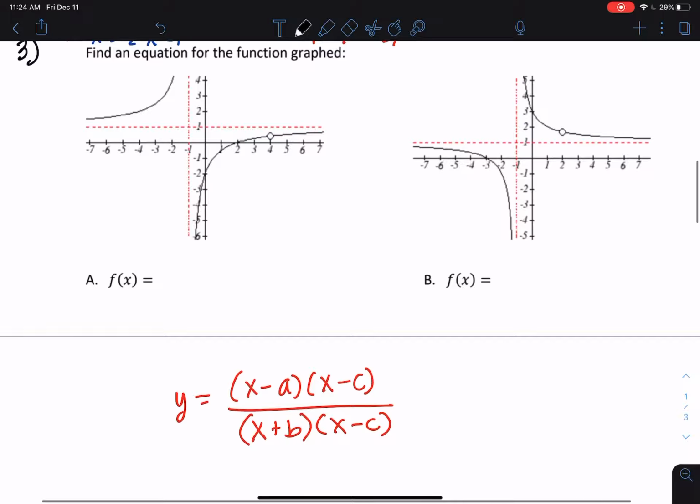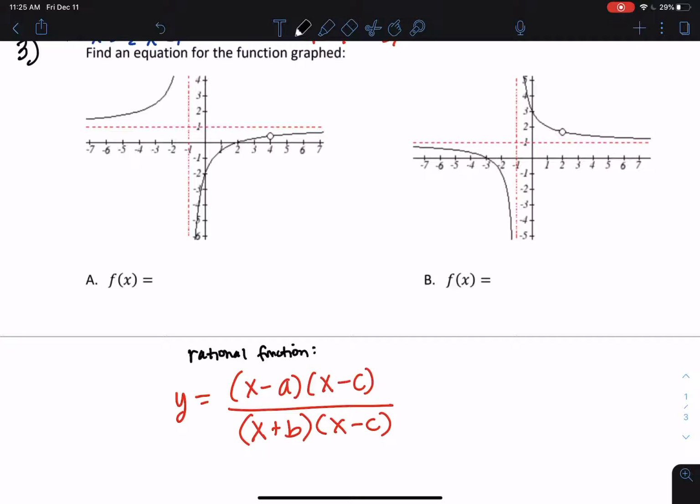All right, so let's work on the very last problem from our practice test. Number 3 gives us these graphs, and we're expected to write the equation. Well, it's really helpful if you understand how the breakdown of a rational function works. So let's take some quick notes and then dive into the problem.